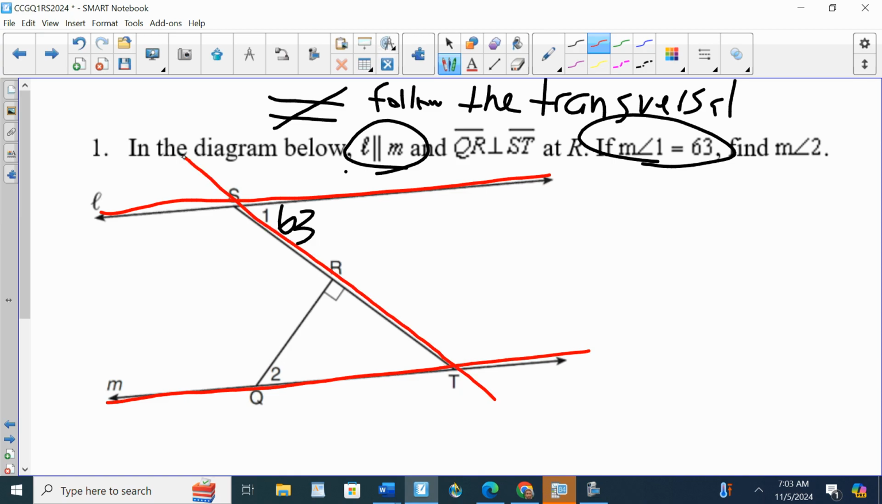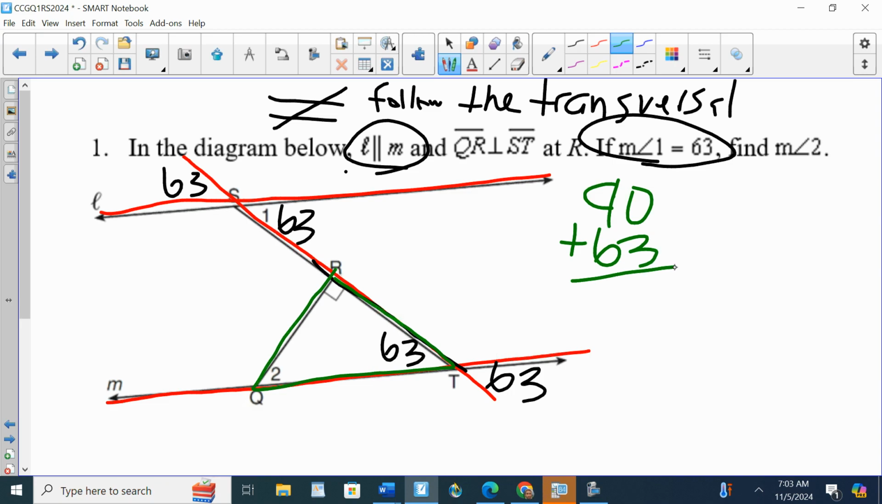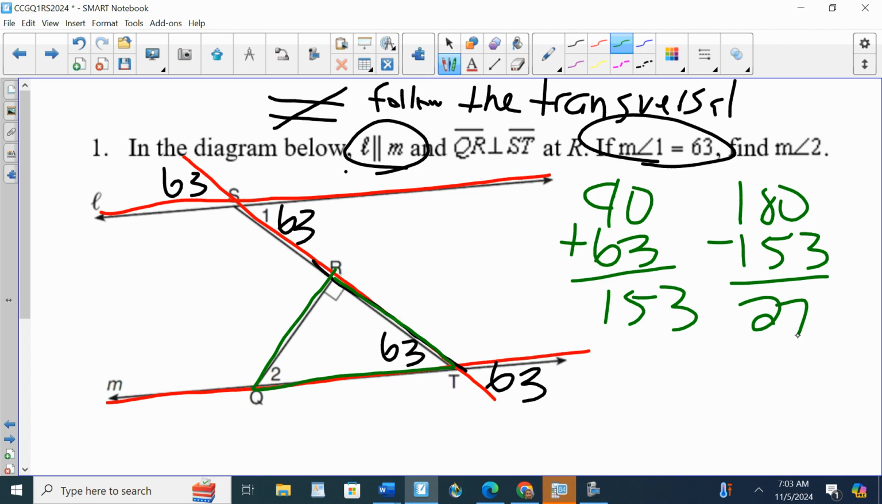So that transversal hits at S, and then if I follow it, it hits at T. So if these angles are 63, then the angles down at T are 63. Now that I'm inside of a triangle, the angles of a triangle add to 180, so I do 90, because that right angle is 90, plus 63, and I subtract from 180, and angle 2 is 27.